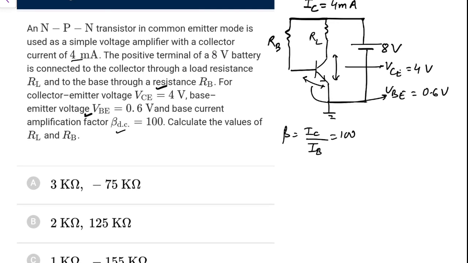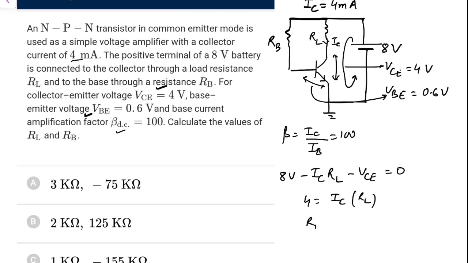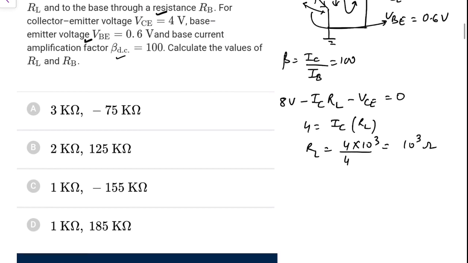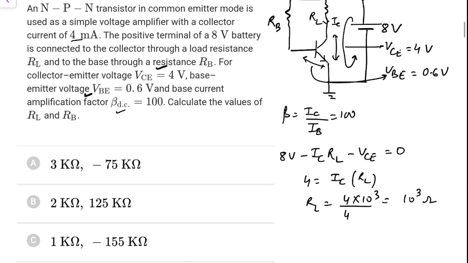Just apply the loop law in this loop. What you will have: VCC, which is 8 volt, minus IC into RL, minus VCE is 0. Loop is completed. VCE is given as 4, so 8 minus 4, that is 4, is equal to IC into RL. So RL would be 4 upon IC. IC is 4 milliampere, so put 10 to the power 3 over here. What we are getting is 10 to the power 3 ohms. So the load resistance is 1 kilo ohm, and we are left with options C and D. Now RB. For RB, take this loop, let's say this one.